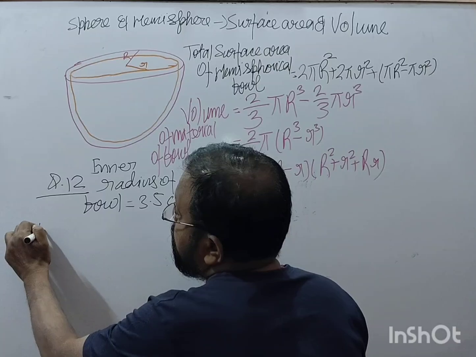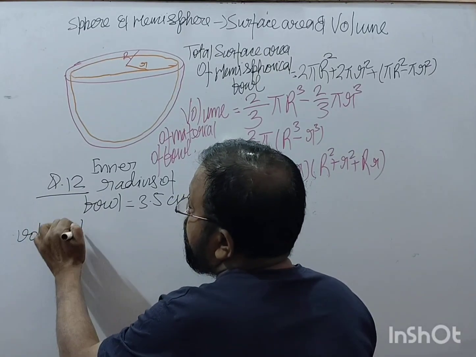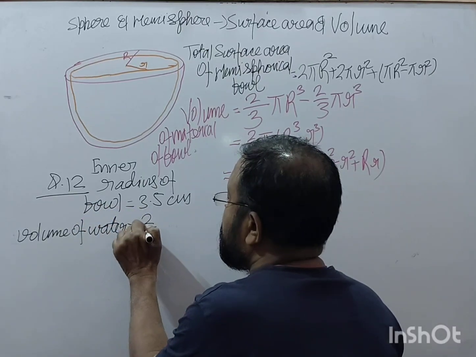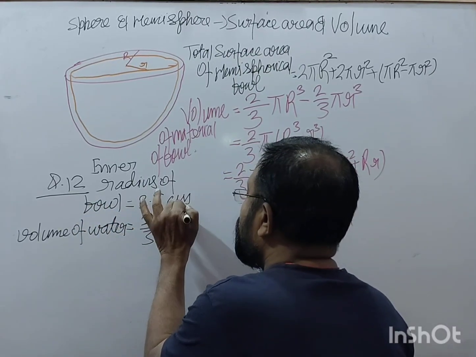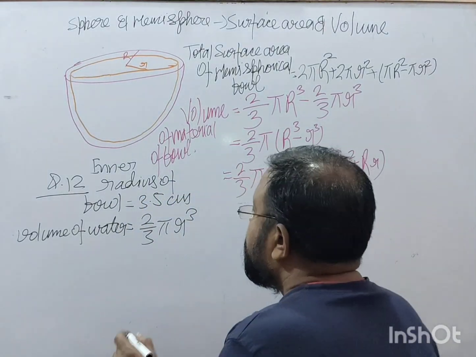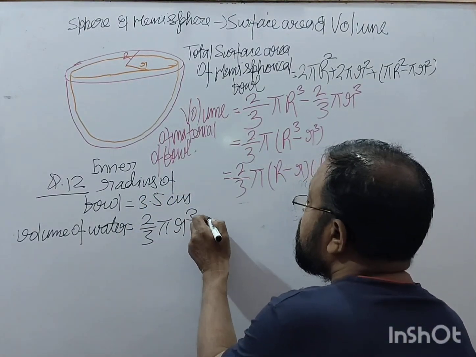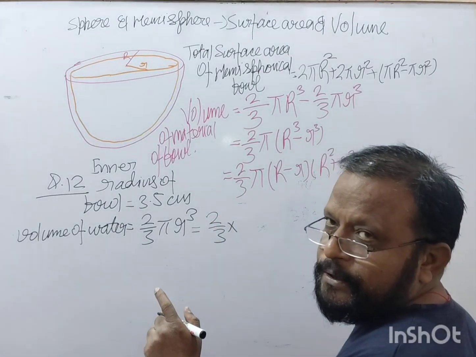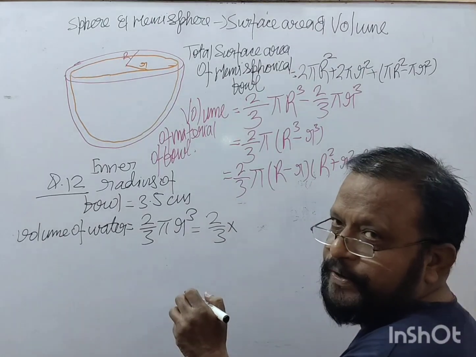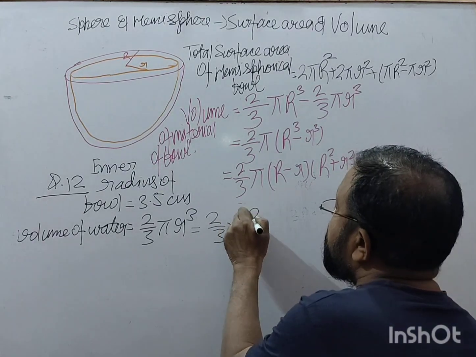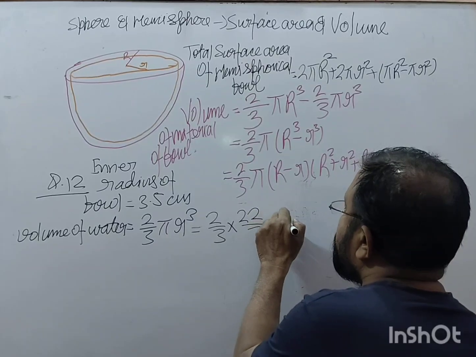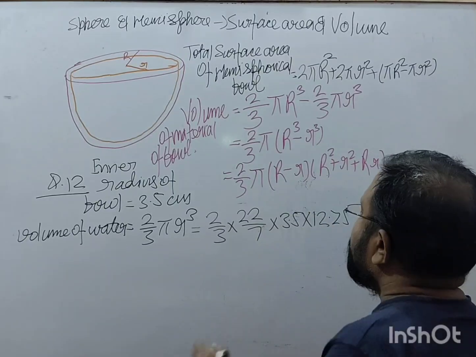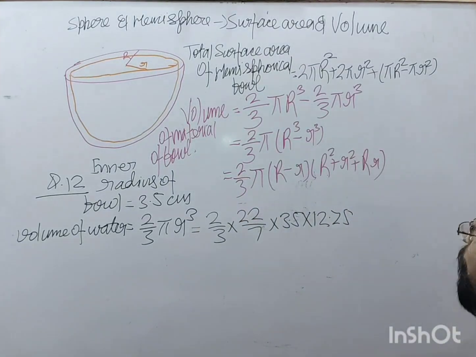Volume of water is equal to 2 by 3 pi r cube. Right. So how you will do this? 2 by 3. 3.14 or what we have to take? 22 by 7. 22 by 7 into 3.5 into 12.25. 3.5 square is 12.25, right?